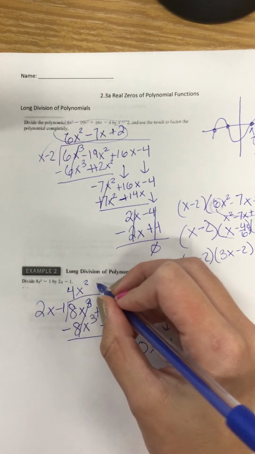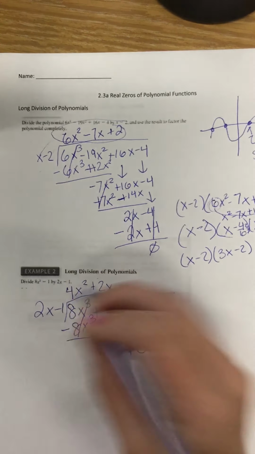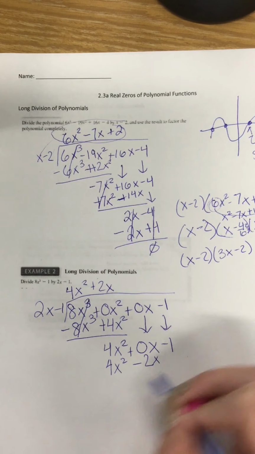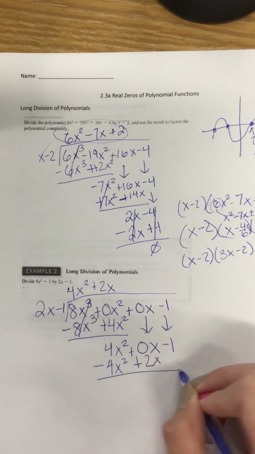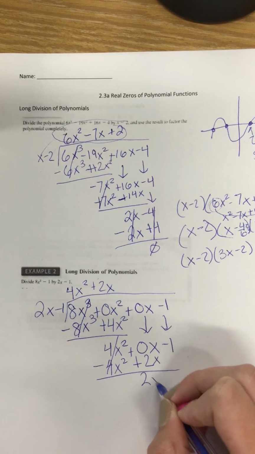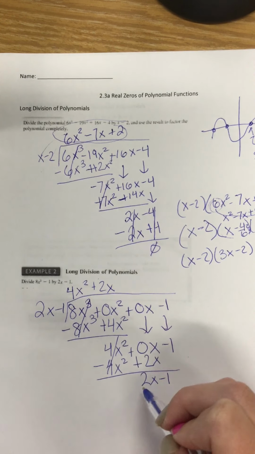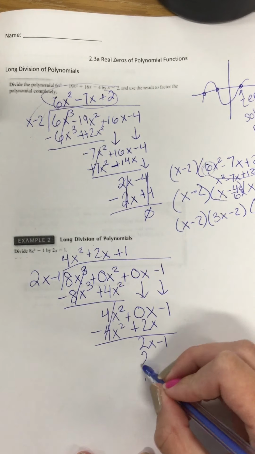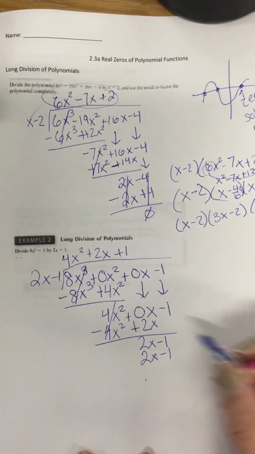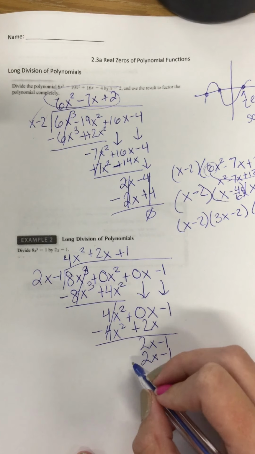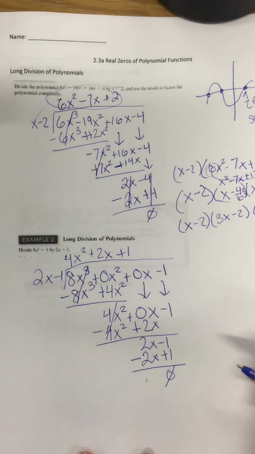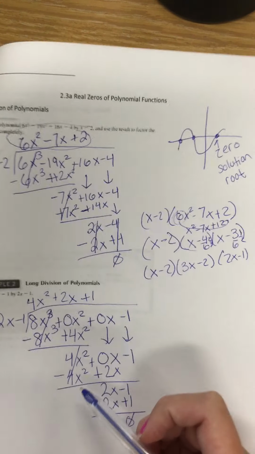How do I get to 4x squared? I add 2x. 2x times 2x is 4x squared minus 2x. Now I go through and I change my signs. This goes away. 2x minus 1. What do I get to 2x? A 1. 2x times 1 is 2x. And then 1 times negative 1 is negative 1, we change our signs and we get 0, remainder of 0. So this is what we have here.